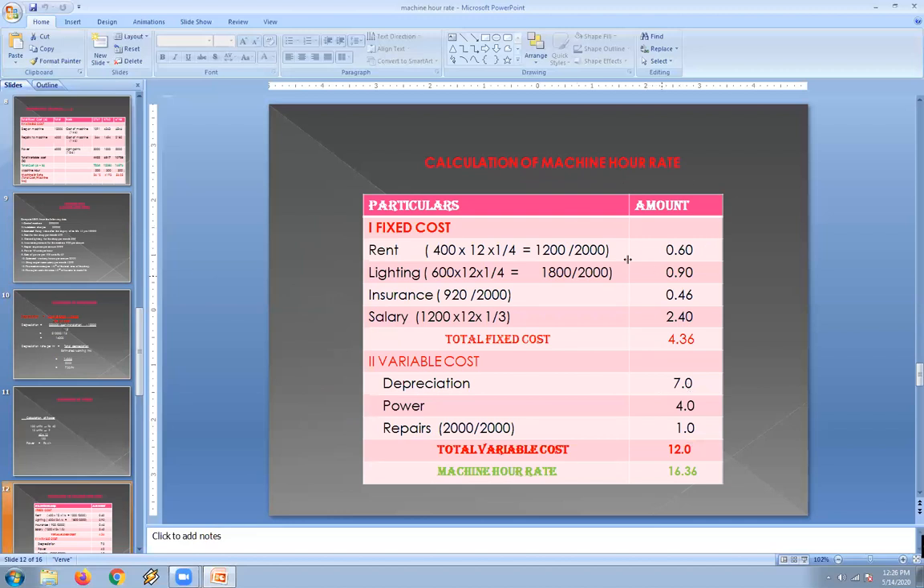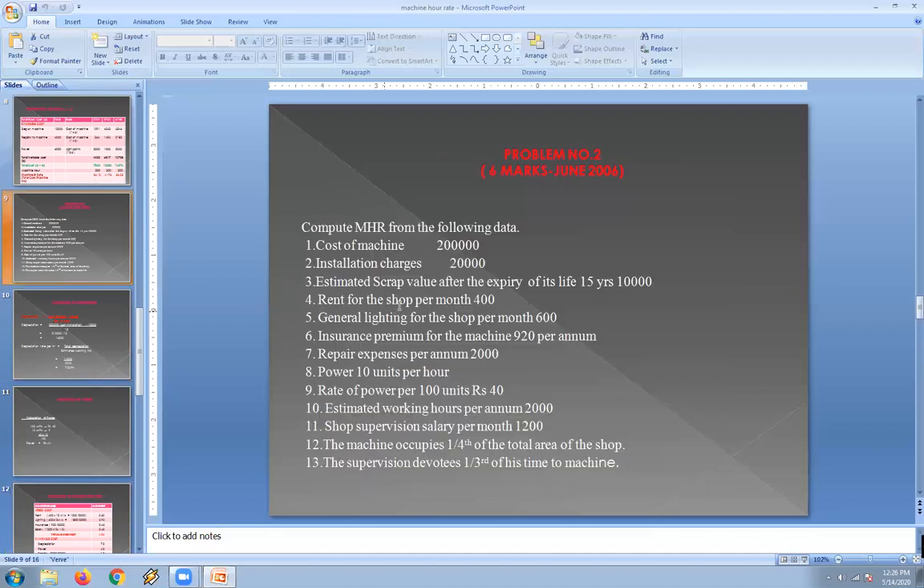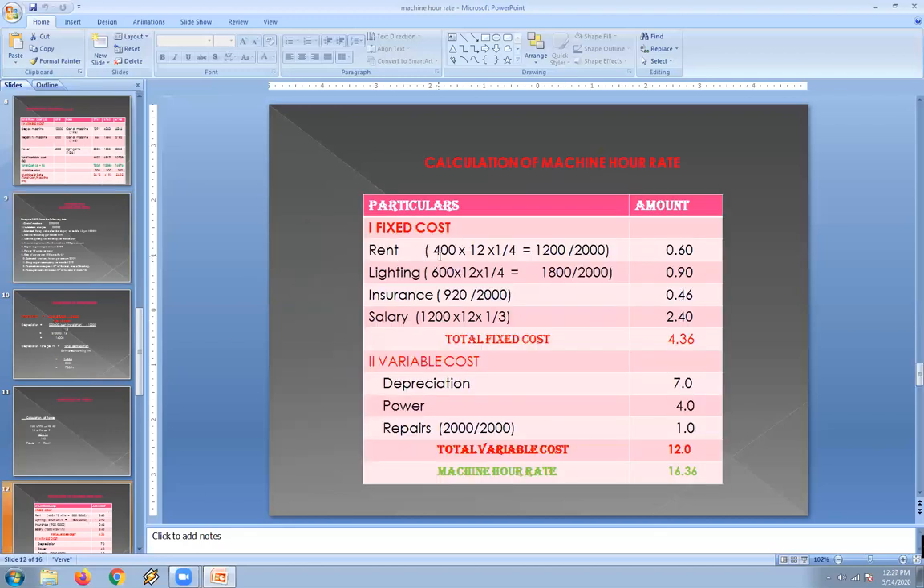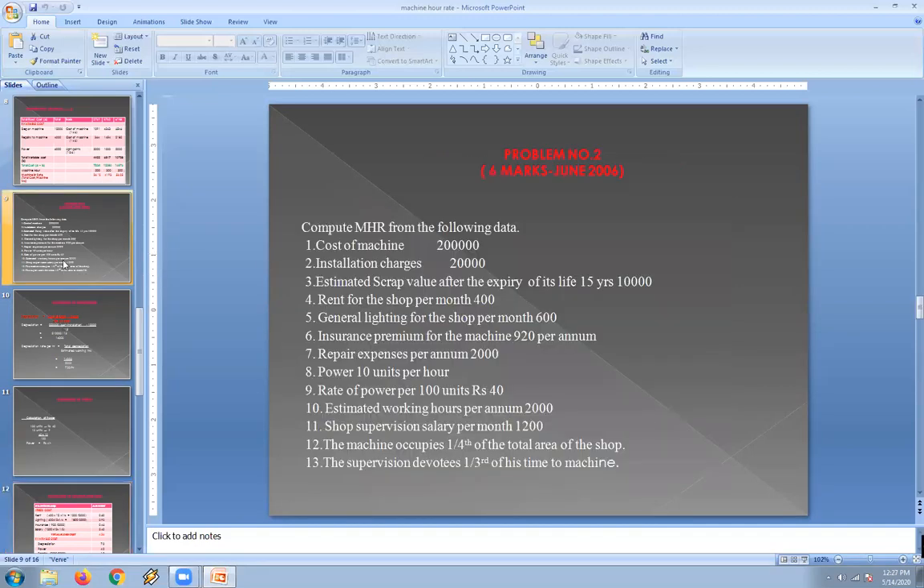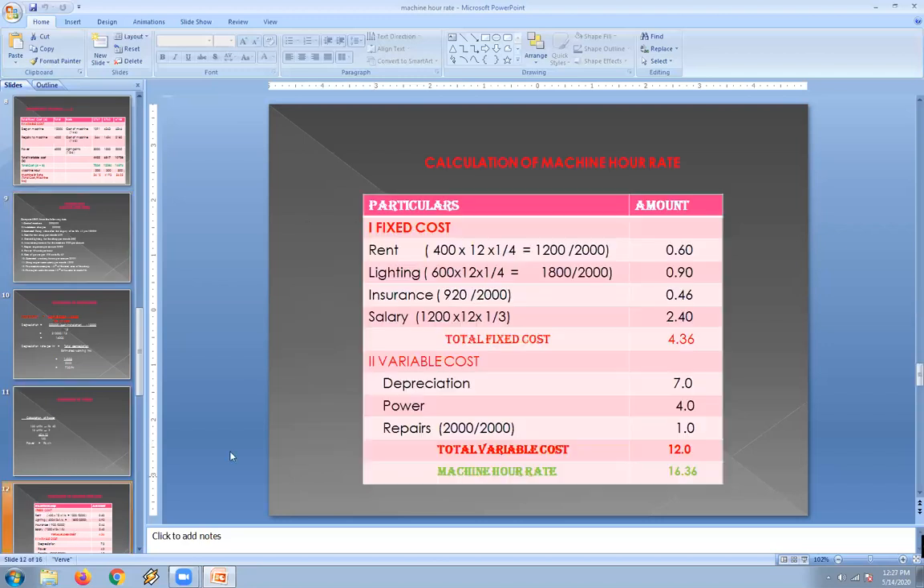See, this machine hour rate is calculated for 2,000 working hours. Next, rent for the shop per month is given. As rent is a fixed cost, it has to be shown as fixed. Per month is 400, we have to multiply by 12 to get it for 1 annum, and they have given that the area occupied by the machine is only 1/4, so it has to be considered as 1/4. So 400 into 12 is 4,800, and only 1/4 of the value has to be taken because the machine installation has occupied the space of only 1/4. So the value will become 1,200 for 1 year.